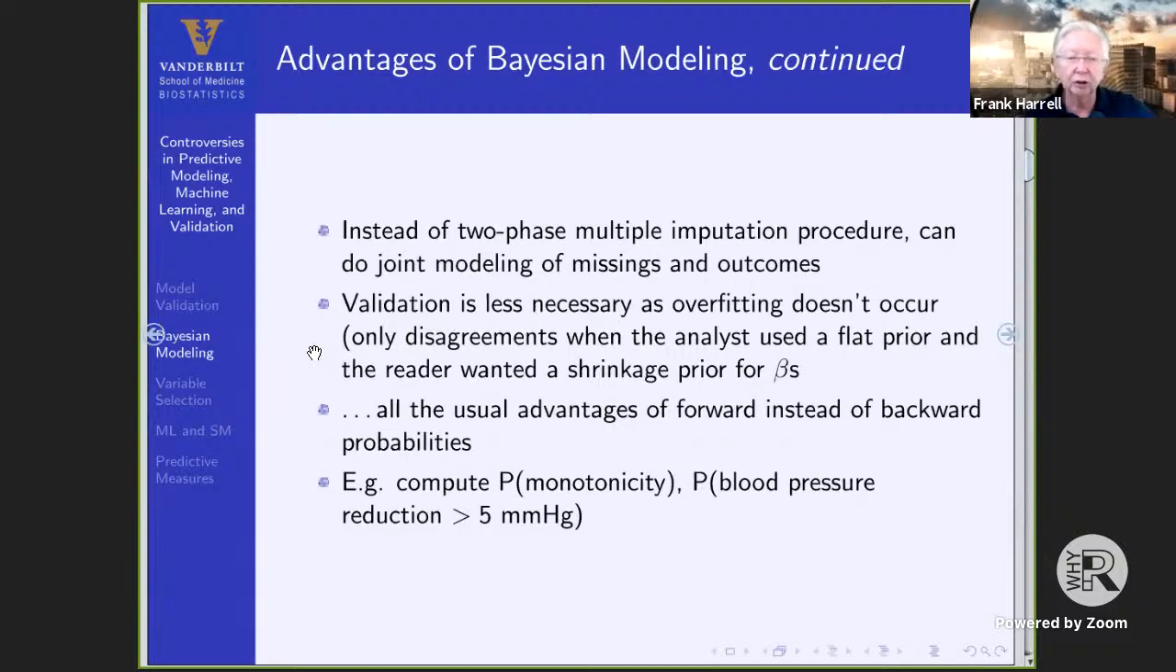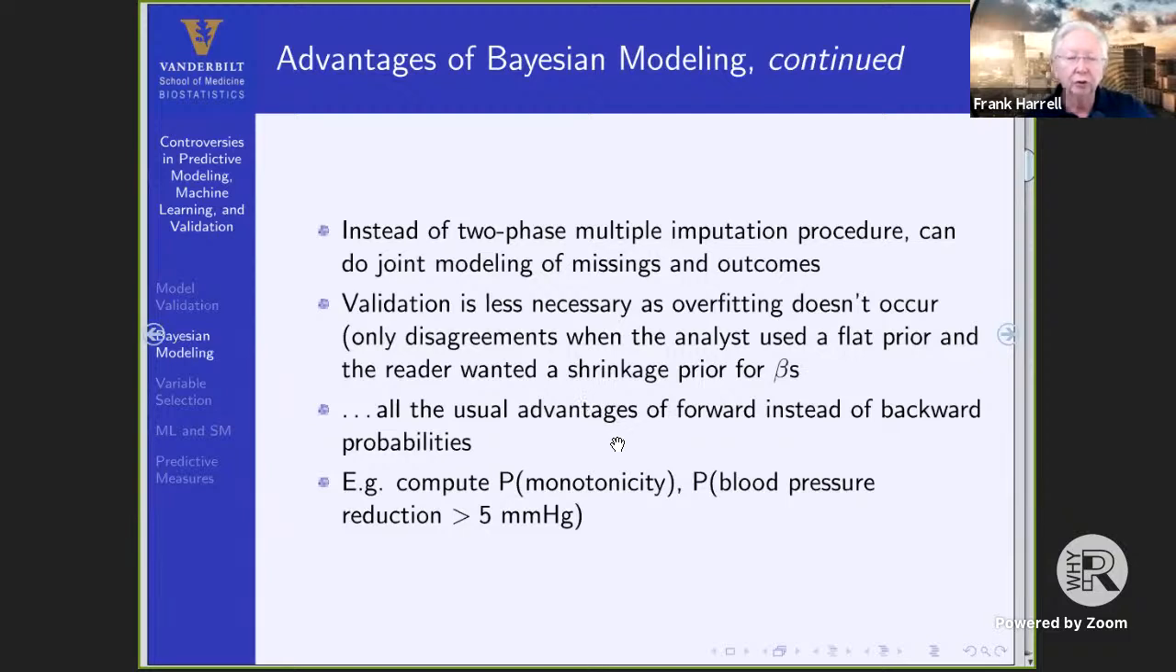Validation is less necessary because in the Bayesian world, overfitting in the usual sense of the word does not occur. What occurs is disagreements between an analyst who used a flat prior and the reader who wanted to use a shrinkage prior for the regression coefficients. That disagreement will be seen as the model giving predictions that are too variable, they're too extreme, compared to somebody who wanted to use a horseshoe or normal skeptical prior for the betas. So you translate the problem of overfitting to the problem of selecting the priors.